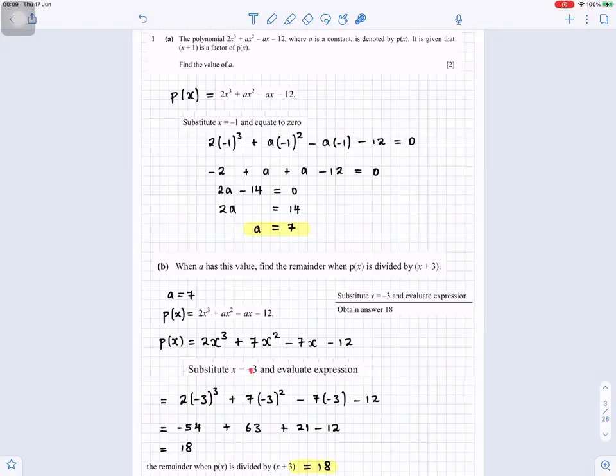So putting x is minus 3, and we use your calculator, you evaluate it, you will get 18. So the remainder when p of x is divided by x plus 3 is 18.